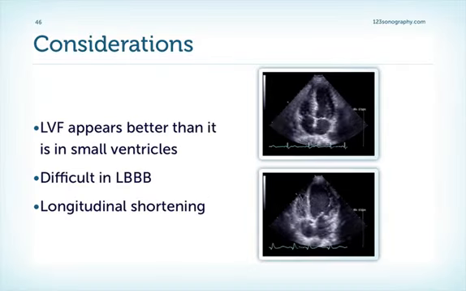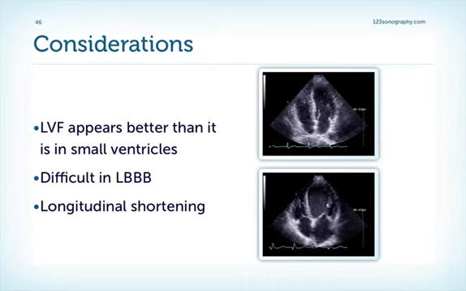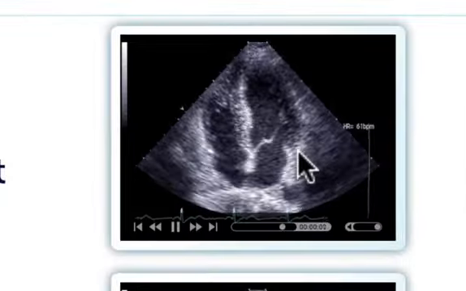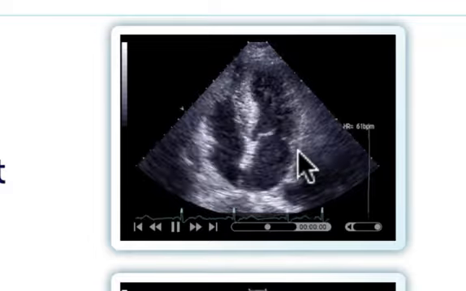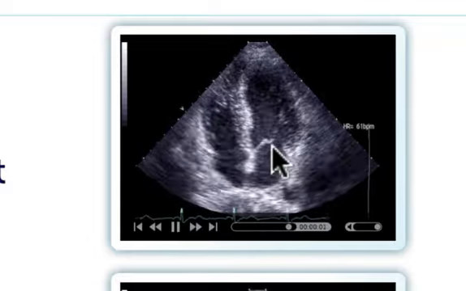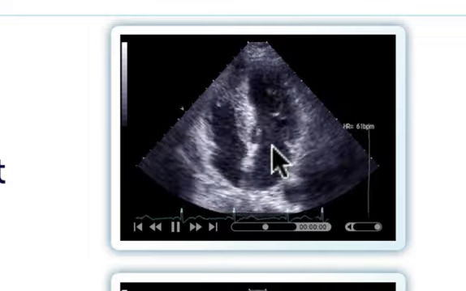A few considerations. Left ventricular function appears better than it is in small ventricles. This is important, for example, in patients who have hypertensive heart disease and who have hypertrophy in small ventricles. In this case, as you can see here on the top, ventricular function has to be hyperdynamic because they have small end diastolic volumes. So they have to be hyperdynamic to be able to eject enough blood.